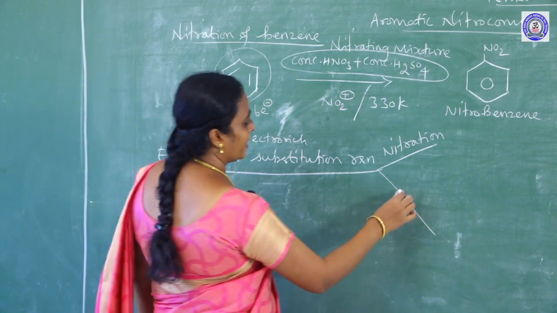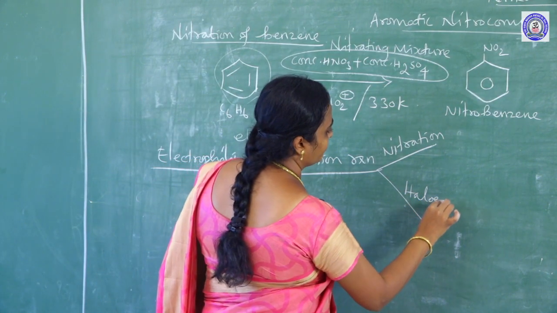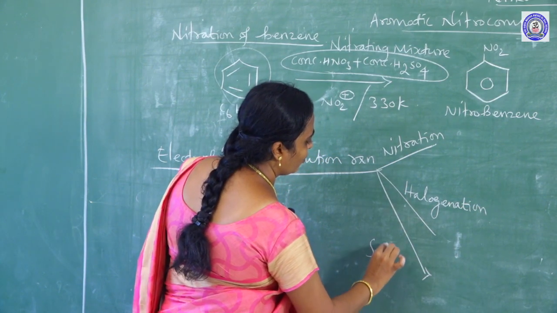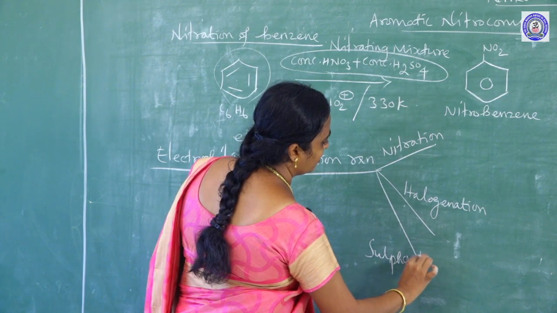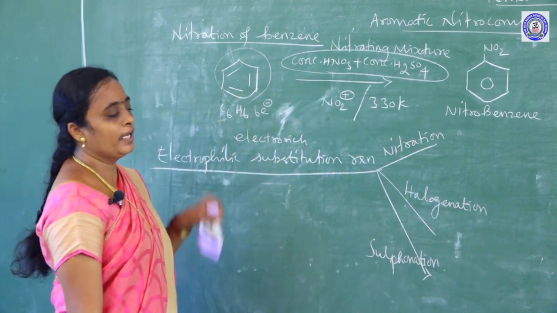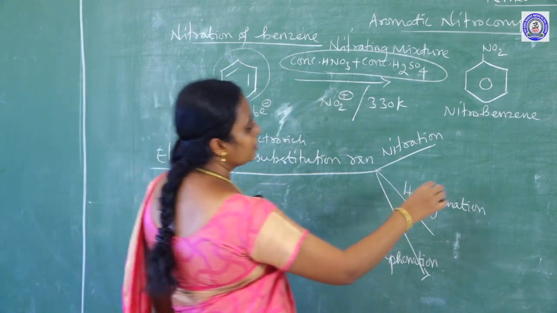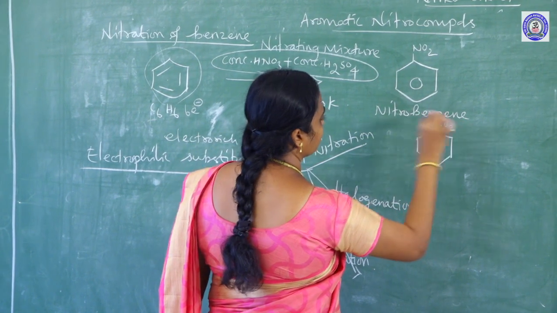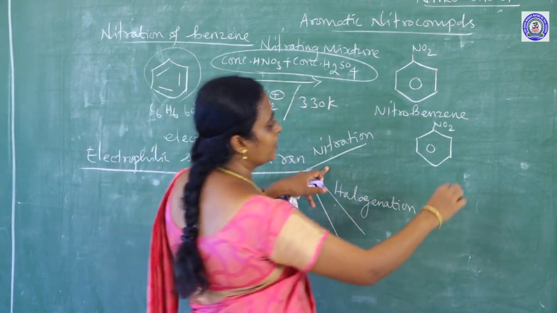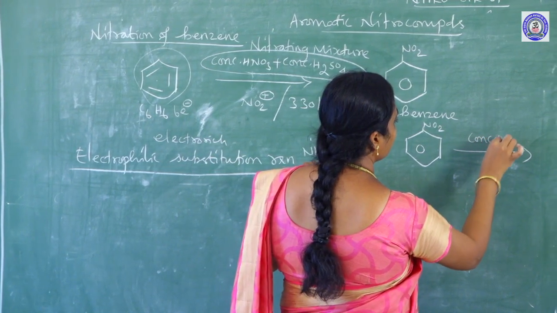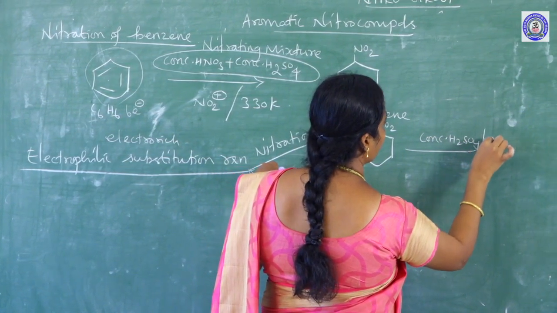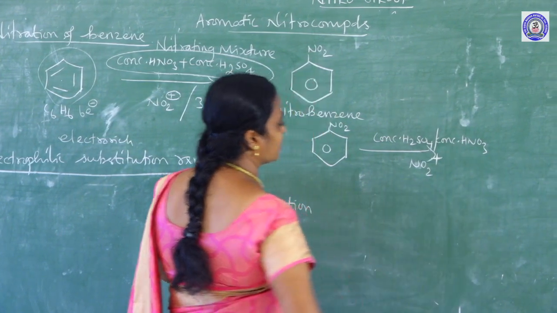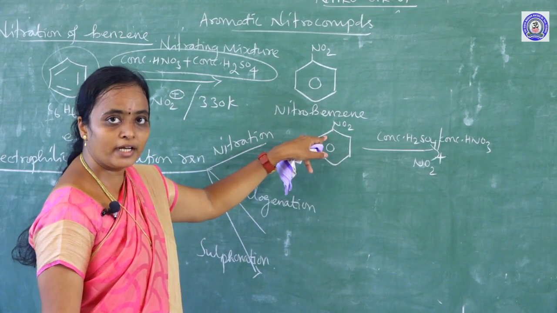and another one I can take is halogenation, and we can take sulphonation also. Suppose I am taking nitration; already this is nitrobenzene. If I am taking nitration in the presence of concentrated H2SO4 and concentrated HNO3, it gives the electrophile NO2 plus. Already nitrobenzene has one NO2 group.